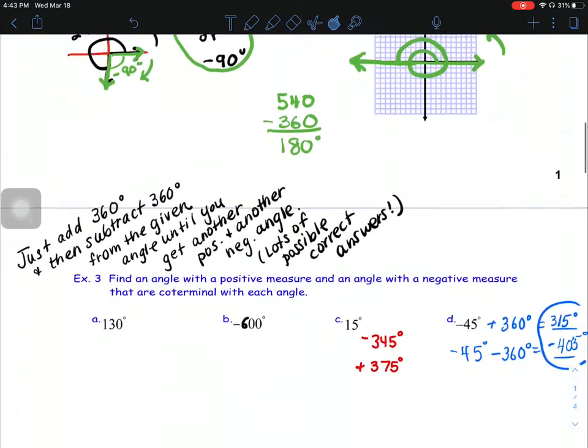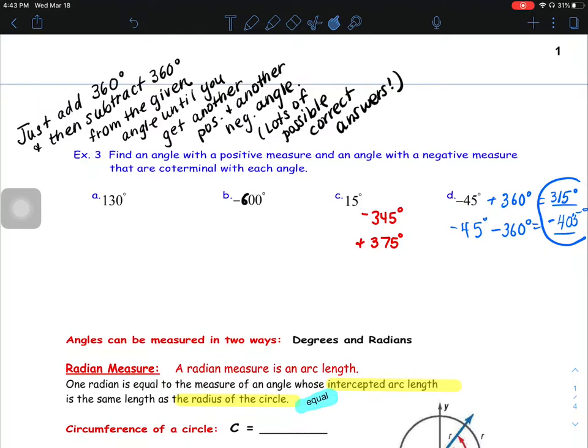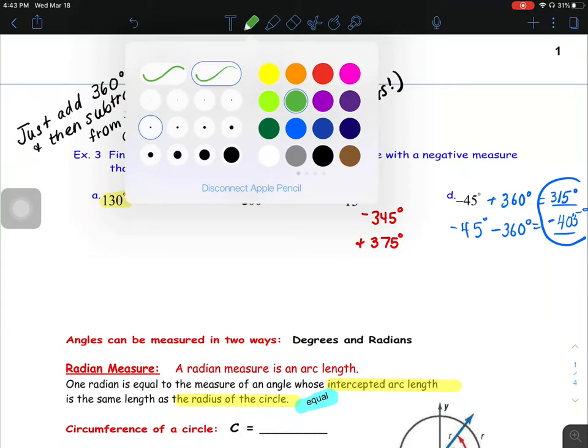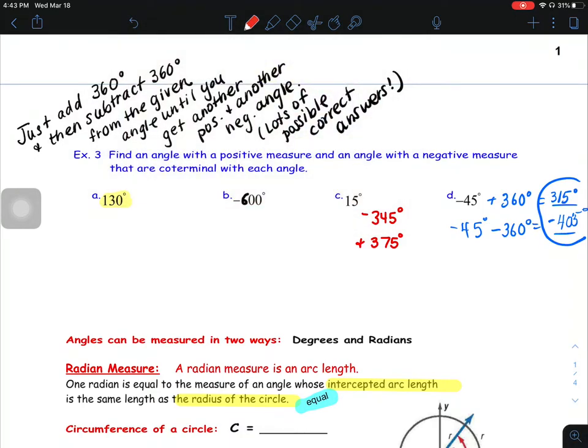Okay. So what we're going to be practicing here on example 3 is they're going to give us one angle, okay, like a 130-degree angle. They're not asking us to sketch this, but they are asking us to come up with a coterminal angle, one that would be positive to 130 degrees and one that's negative. Okay. Now, every time you go 360 degrees, you're landing in the exact same spot. And you can keep adding 360 infinitely or subtracting 360. So when we talk about coterminal angles, there are an infinite number of coterminal angles for any given angle.